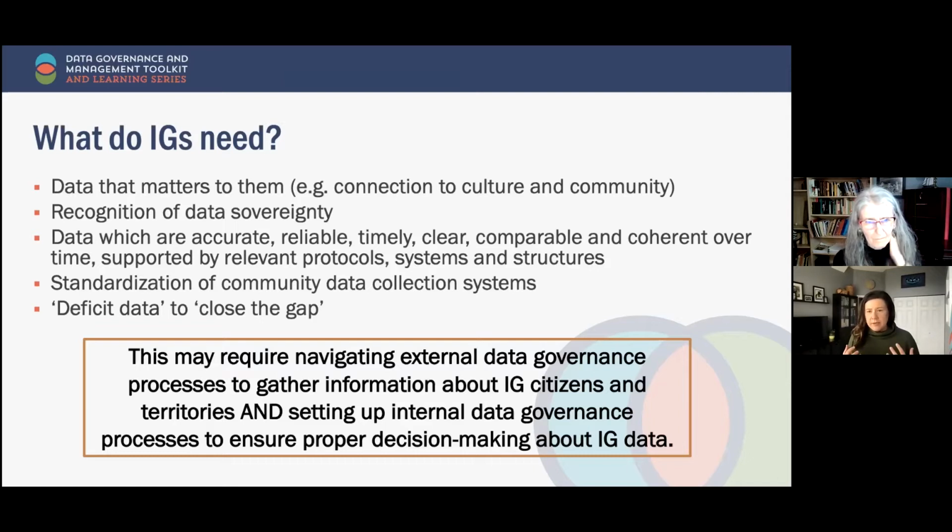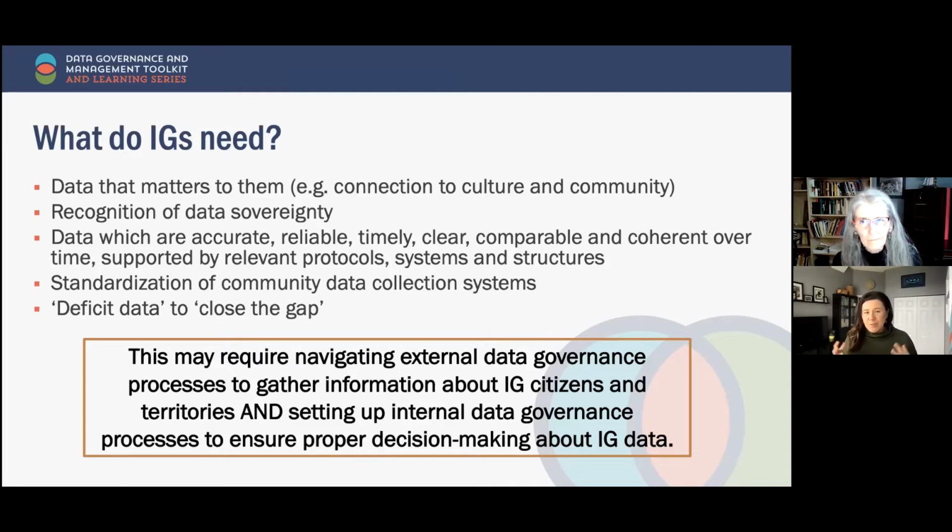We want data that matters to us. We want to measure certain things. If we care about Indigenous teachers working in our schools, that's something other governments aren't going to measure. It matters to us, and we want to be able to collect that data and report on it. We want recognition of data sovereignty, like all those barriers Laurel spoke about. If there was true recognition of Indigenous data sovereignty, a lot of those barriers could be eliminated.